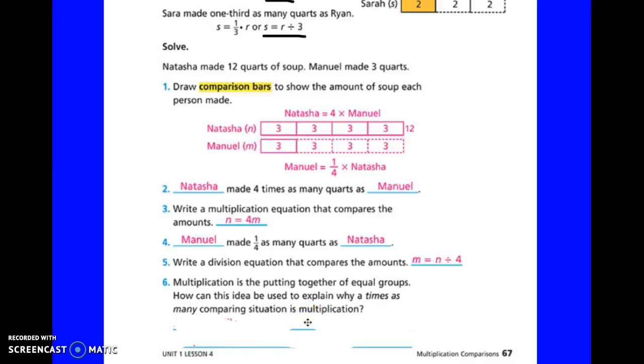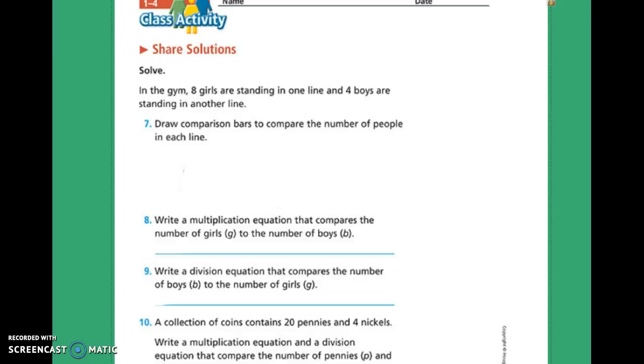And basically you could say that the big quantity is represented by groups of the smaller quantity, right? So this bigger amount here of Natasha's, the 12, is represented by these smaller groups of Natasha. If I took Natasha's and did it 4 times, I would get that bigger group. All right, I think that's what it says there. Yeah. All right, good. Let's go ahead and try drawing a comparison bar for ourselves here.